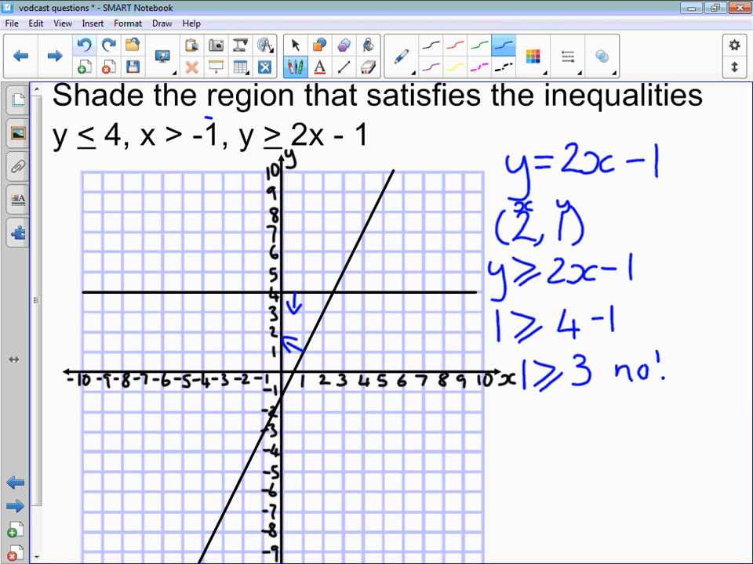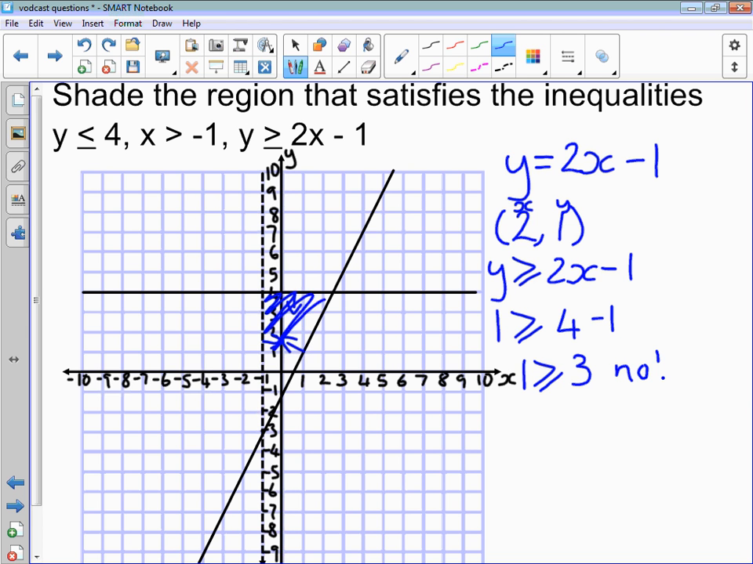The last inequality I'm going to draw on is x is greater than negative 1. So I'm going to draw on the line x equals negative 1 using a dashed line because we haven't got the equals to as well. Now I want the side where x is greater than negative 1. I'm going to put an arrow on to remind me that that's the side on the right hand side of this line.